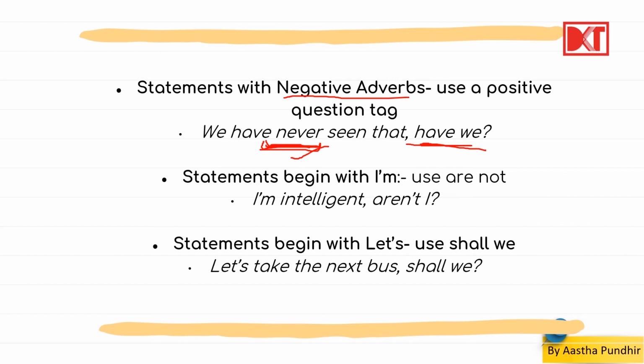Alright. Now here, statements that begin with "I am," so we use "aren't." Now, when a statement starts with "I am" and then you have to add a question tag, you use "aren't I." Right, like "I'm intelligent, aren't I?" Okay. Then a statement that begins with "let's" uses "shall we." Okay, let's take the next verse, shall we? Alright, so these were the few special cases.